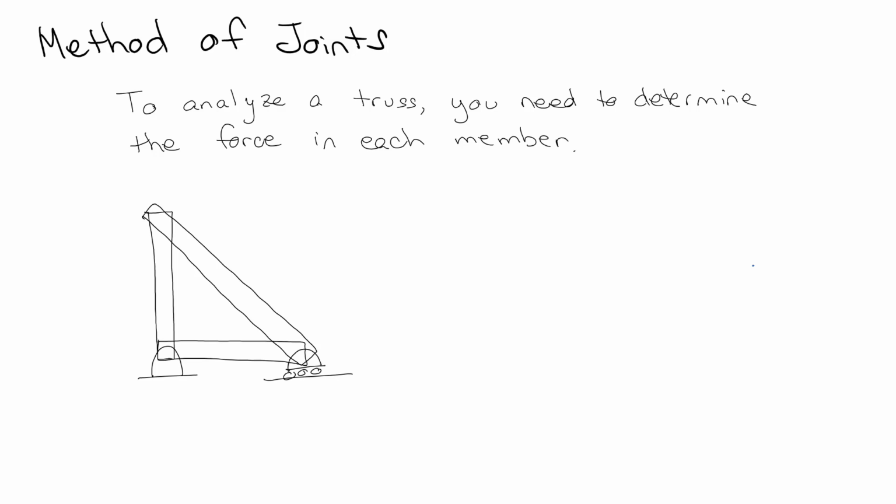Now, one of the things you'll notice, I need to put an external force on here to make it useful. Let's call this 500 newtons. One of the things you'll notice about this truss is that over here, it's pinned, and over here, it's a roller. This is really important because if they were both pinned, you'd actually have an indeterminate system.